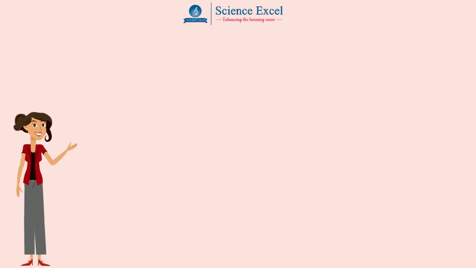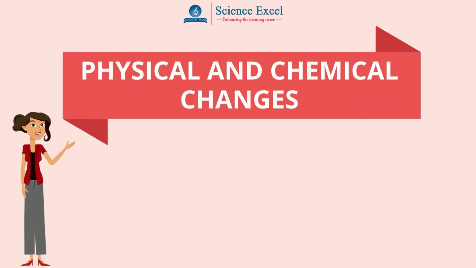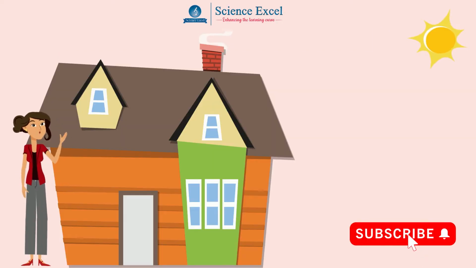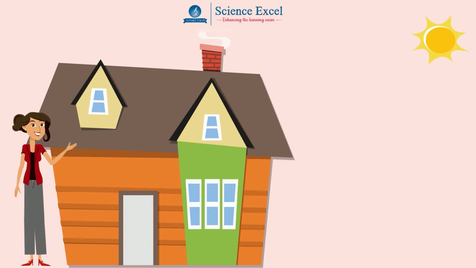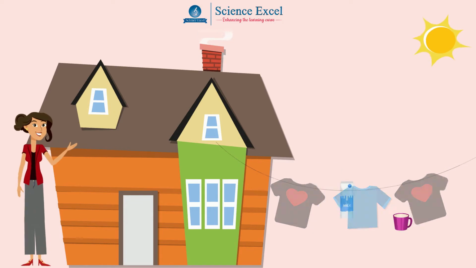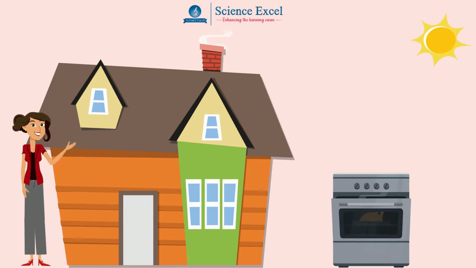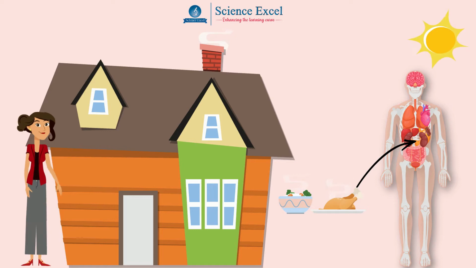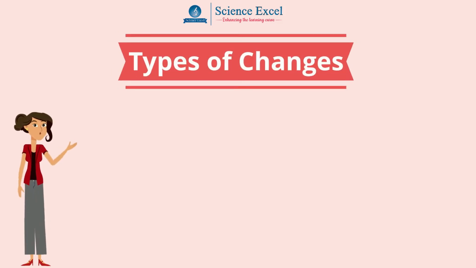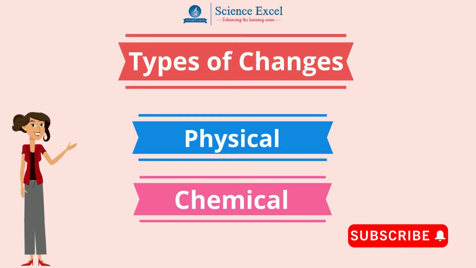In this tutorial, let us learn about physical and chemical changes. In our everyday life, we come across many changes in our surroundings. These changes may involve one or more substances. For example, drying of wet clothes, souring of milk, cooking of food, digestion of food, etc. These changes that take place around us are of two types, physical or chemical.